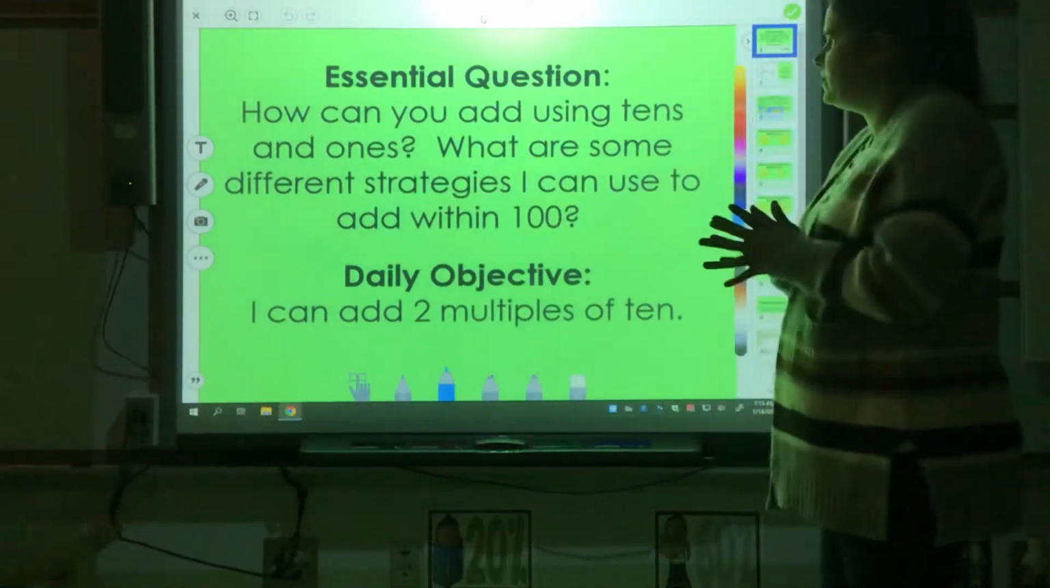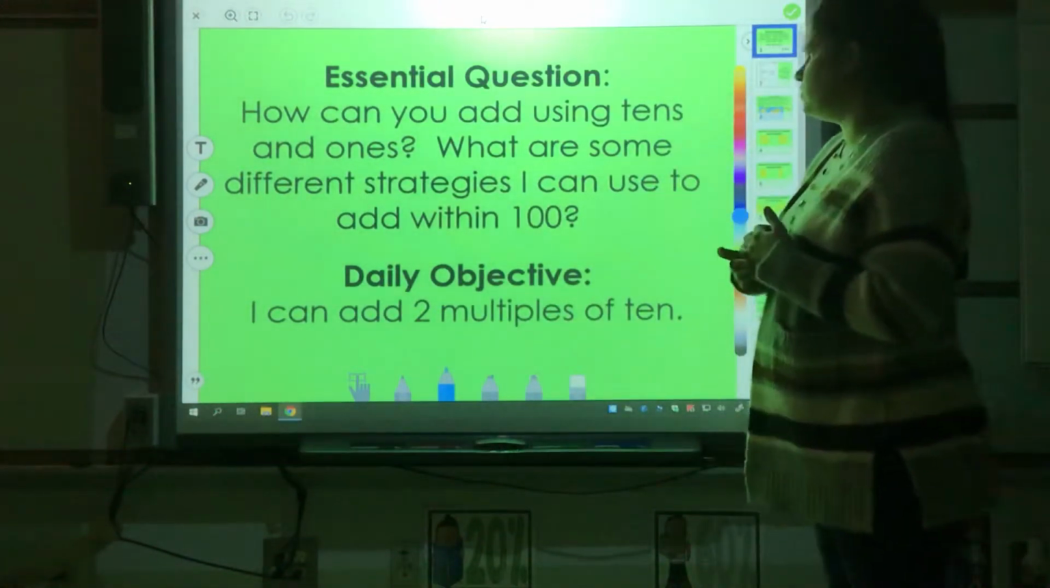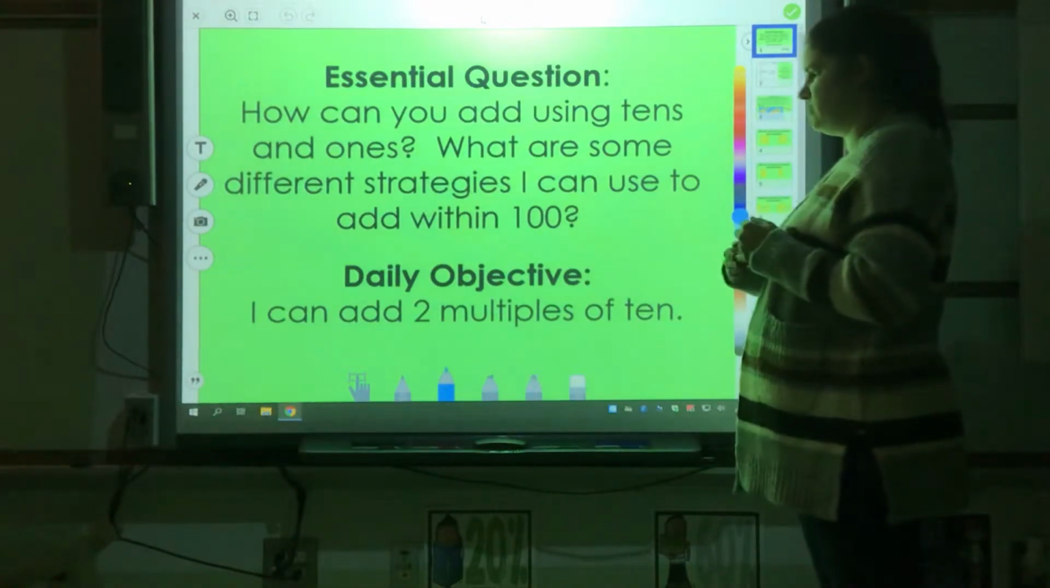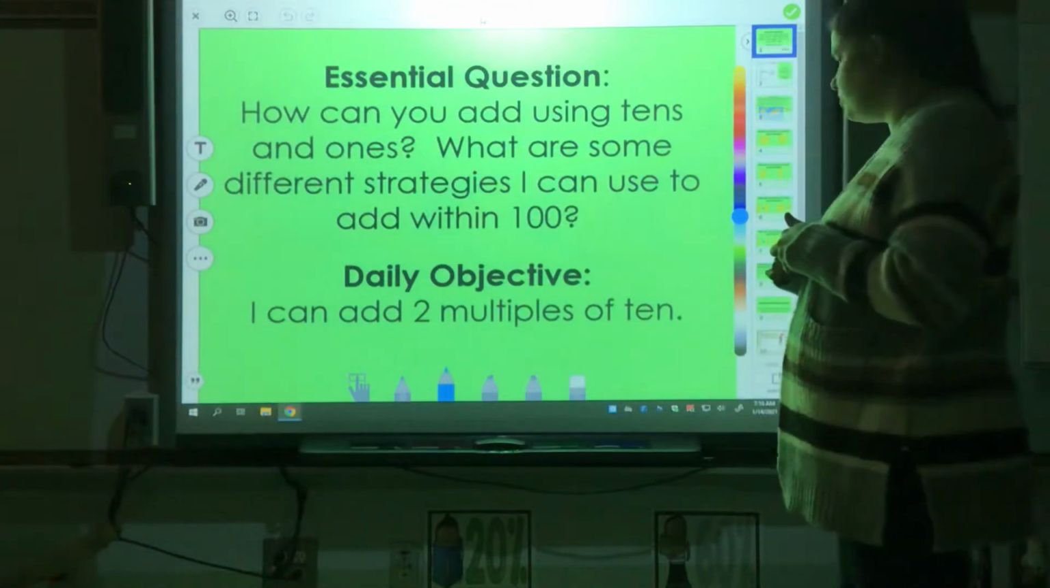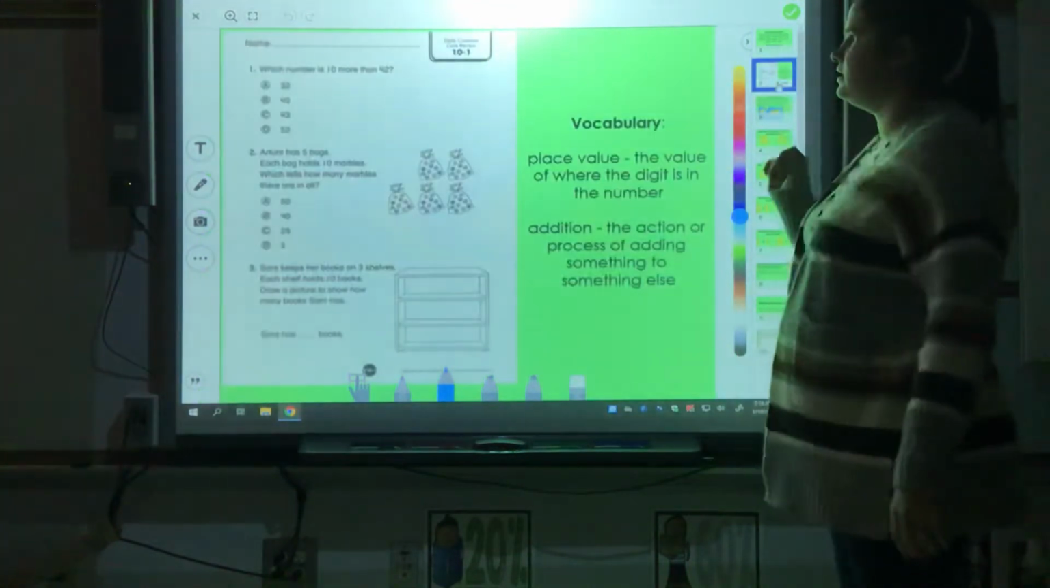Today's essential question: How can you add using tens and ones? What are some different strategies I can use to add within 100? Our daily objective: I can add 2 multiples of 10.